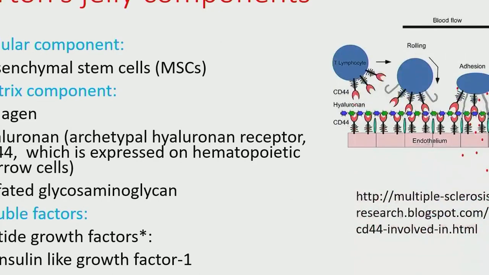Why is the hyaluronic acid component important? Because this is the ligand for CD44, which is present on hematopoietic cells. So this matrix actually can allow hematopoietic cells to adhere to it. And in addition, these factors that are present in this matrix can influence cell behavior.